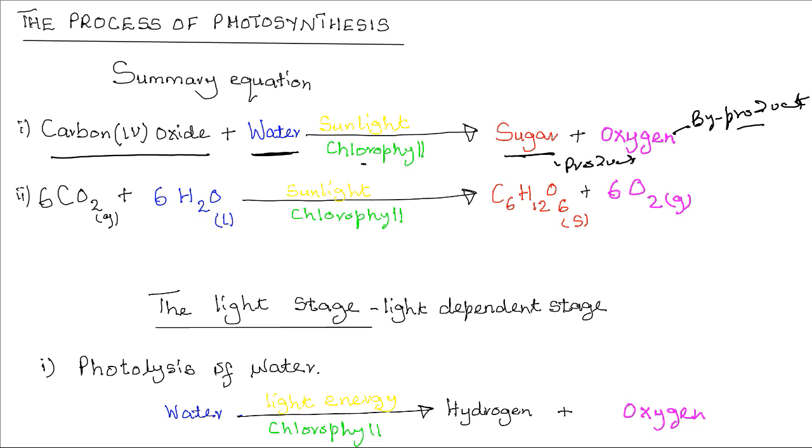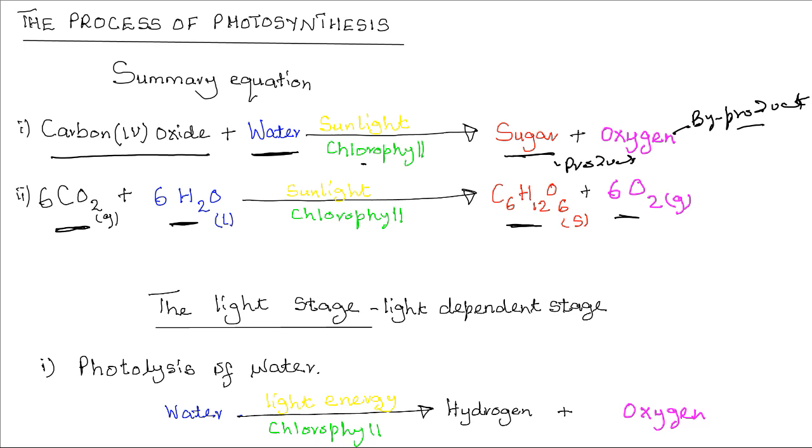This can also be represented using chemical symbols, where 6 molecules of carbon dioxide combine with 6 molecules of water to give 1 molecule of carbohydrate, and 6 molecules of oxygen are given off.